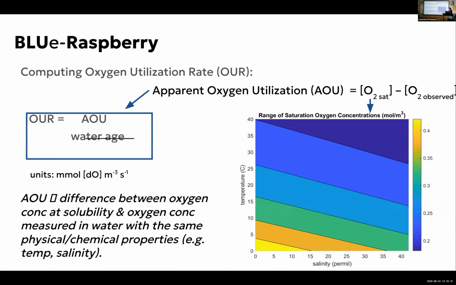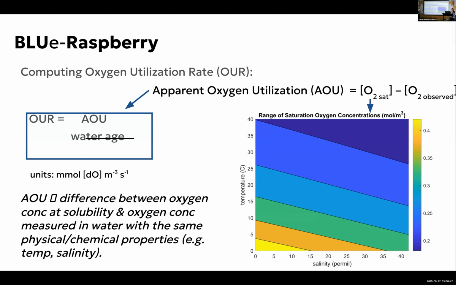Okay, so how it's computed is it's basically apparent oxygen utilization over the age of water, and AOU is the difference between oxygen concentrations at solubility versus what's observed. So with the same physical and chemical properties of water, you might expect oxygen to be a certain concentration, and then what you observe might be higher or lower because it's been utilized or not.